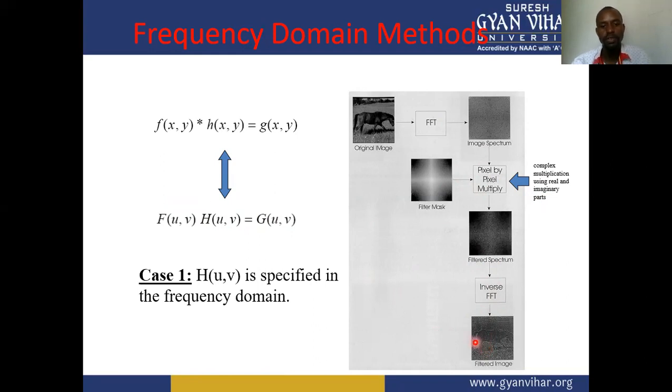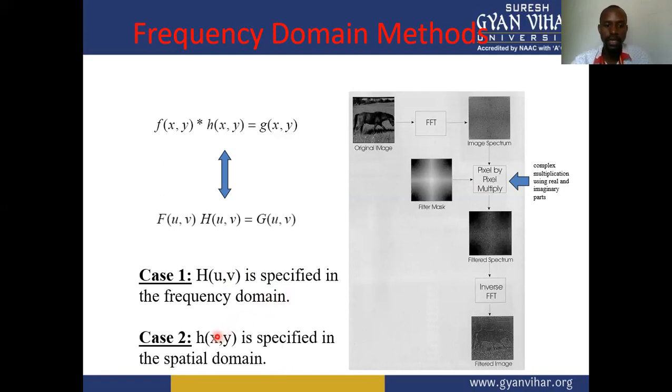Next, we are going to look at case one. In case one, we specify H(u,v), which is the transfer function, in the frequency domain. We're going to look at that. Then the second case is where H(x,y) is specified in the spatial domain. So H(u,v) is the transfer function in the frequency domain, and H(x,y) is the transfer function in the spatial domain. Here, u,v represent the frequencies, and x,y represent the coordinates.